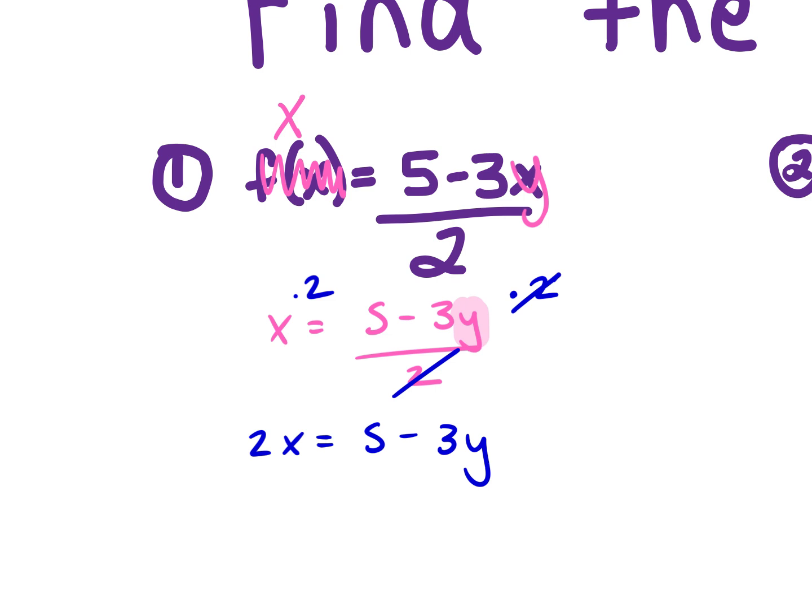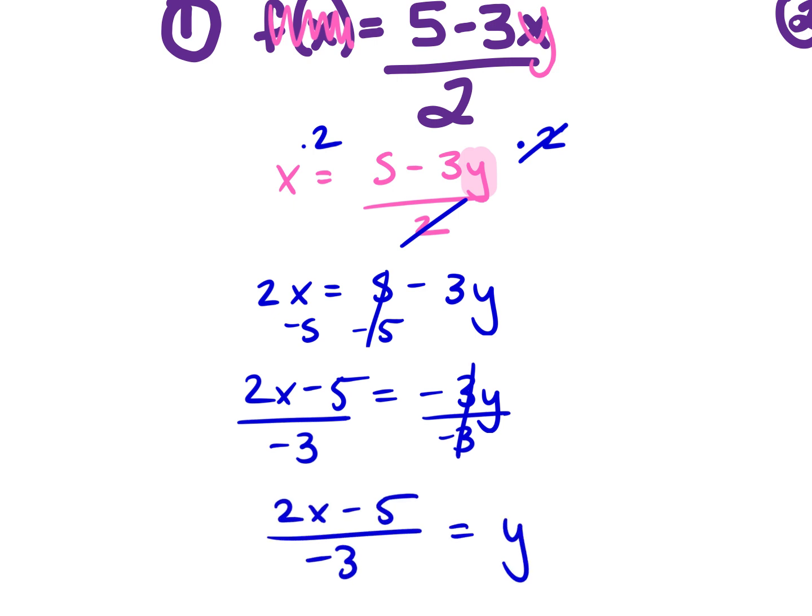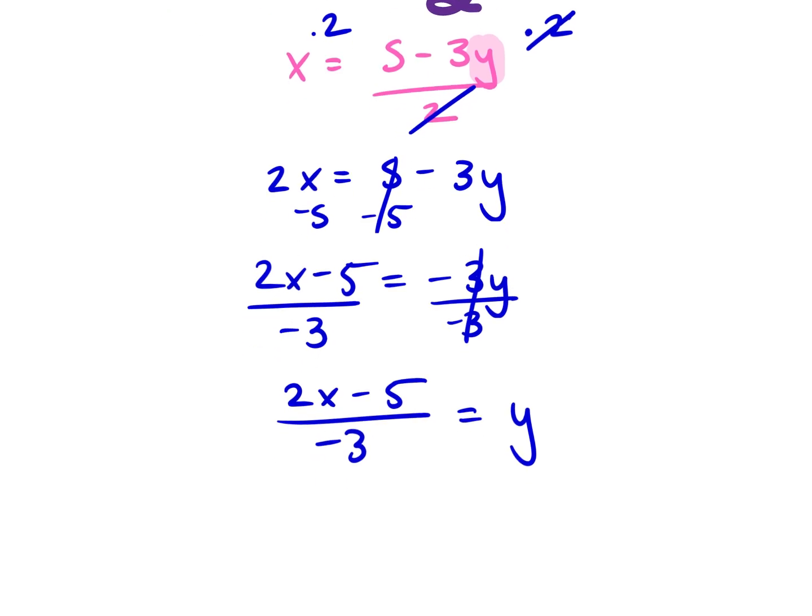What should we do next? Awesome. Subtract 5. So 2x minus 5 is equal to -3y. And then what? Divide by -3. Perfect. So here we get 2x minus 5 divided by -3 is equal to y. What's the last step?